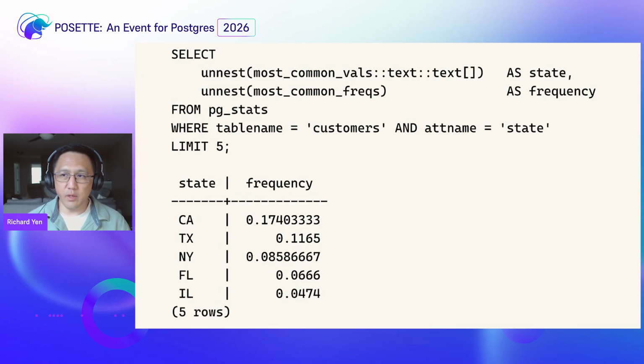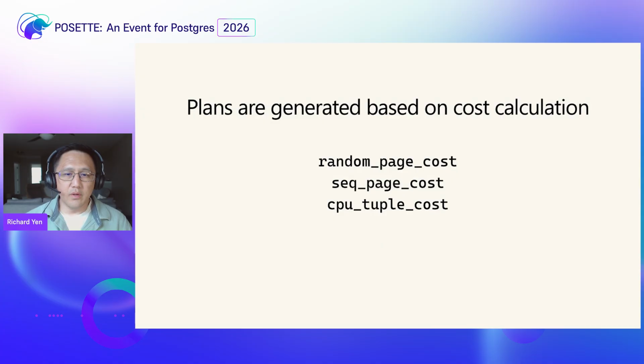So as you can see, the query planner gets this information. So if California shows up in the query, I want to select star from customers where state equals California. I'm going to know that about 17 or 18% of my table is populated with the state of California, and from there you can make some calculations.